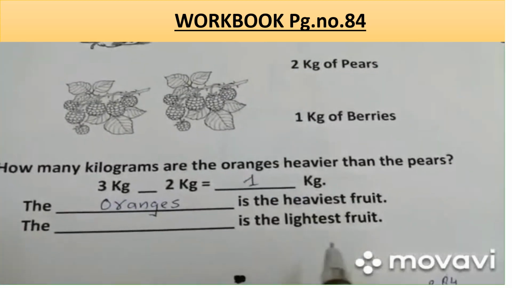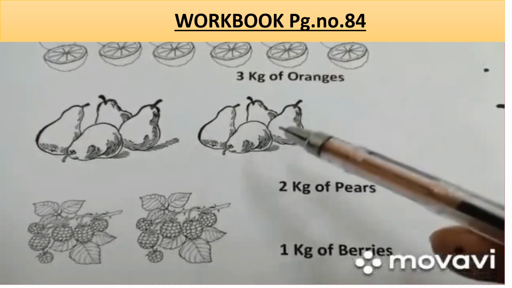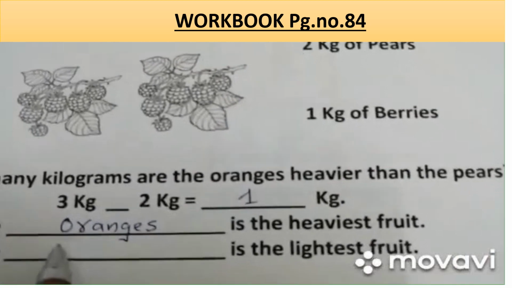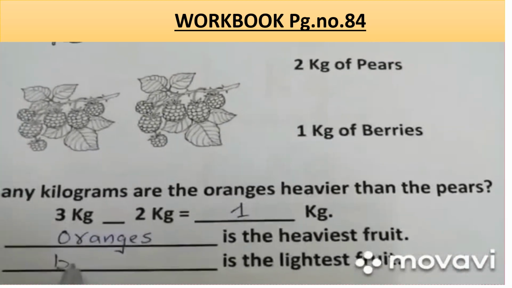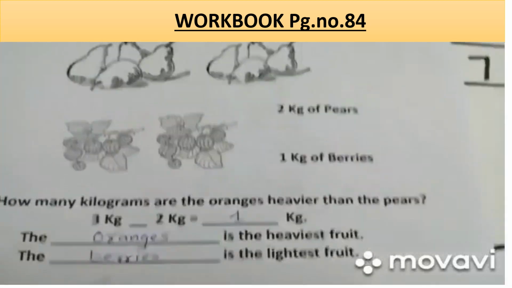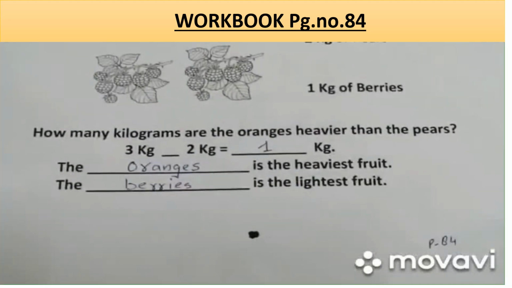Oranges, because orange is the heaviest fruit. Now, which is the lightest one? 3 kg of orange, 2 kg of pears or 1 kg of berries? Yes, exactly. It is berries. We will write here berries. The berries is the lightest fruit. This was all about page number 84.